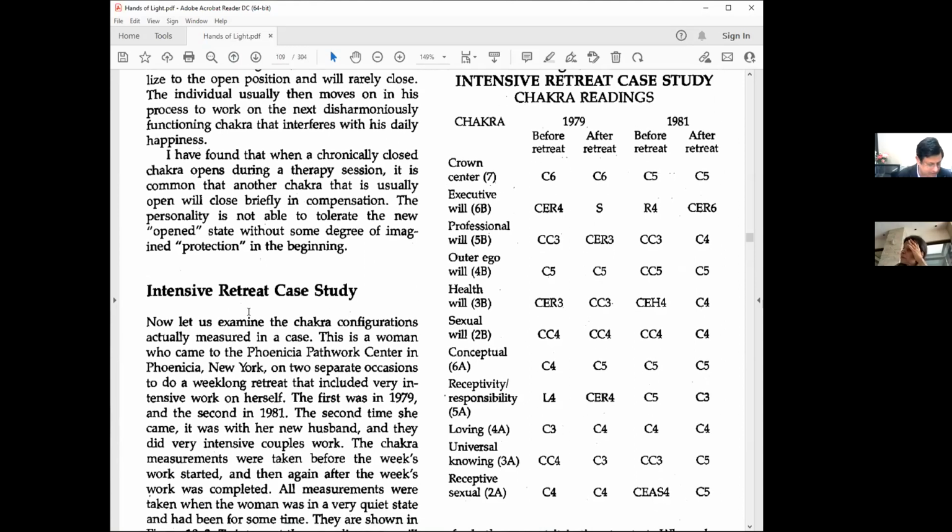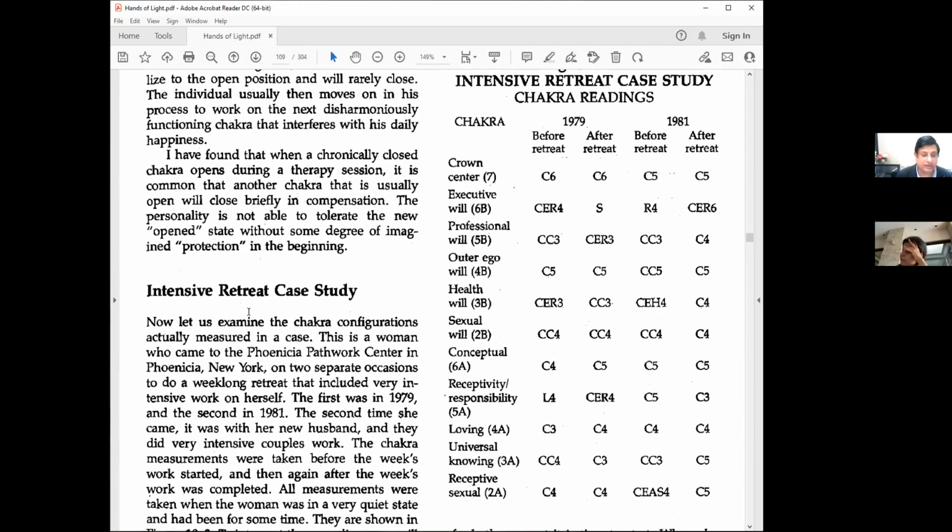Okay, so what he's saying is 4A remained open throughout. If you see on the chart, 4A was always clockwise. So she's very good at loving. She's connected with universal energy.